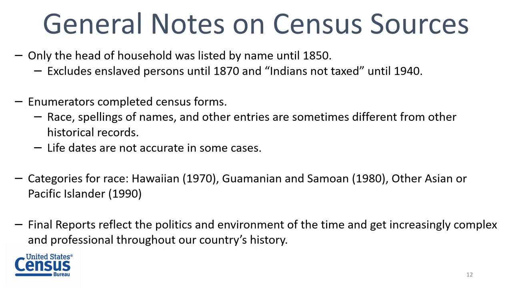Although outside the scope of many of the records we will be looking at today, only the head of household's name was recorded until 1850. As I mentioned in the previous slide, this does not apply to enslaved persons who were excluded until 1870 and those considered Indians not taxed until 1940. Additionally, depending on where you lived, as was the case for most of the areas we will discuss today, an enumerator came to each household and filled out the form based on their interpretation and observation, meaning some things like race, spellings of names, and non-traditional occupations did not get recorded accurately, but according to the enumerator's interpretation.